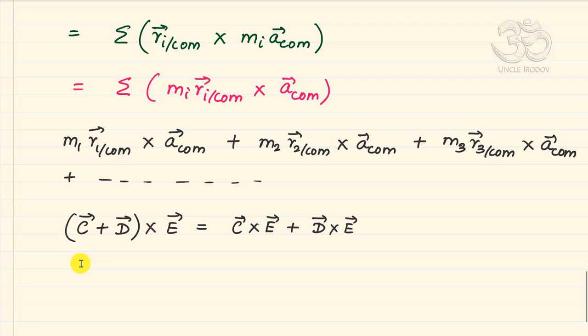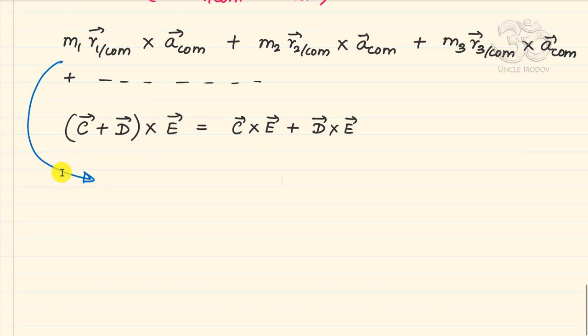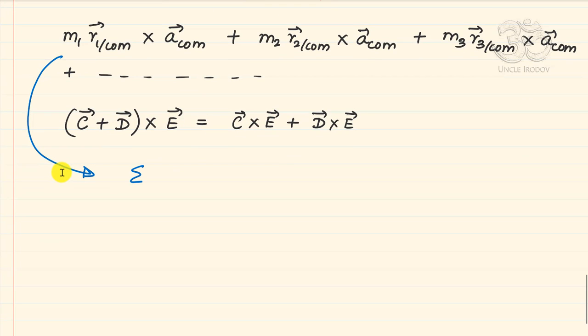So perhaps what I have here is a term that looks like a summation of, and I'm not going to write that entire bracket term by term, so I'm just going to write this bracket, which has this term and this term and this term, as a summation. So maybe summation of mi ri with respect to the center of mass cross acceleration of center of mass. This is what I will write for this entire term, and this is one vector which I get by adding up all the vectors inside the bracket.